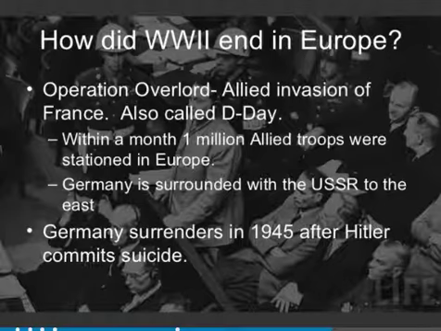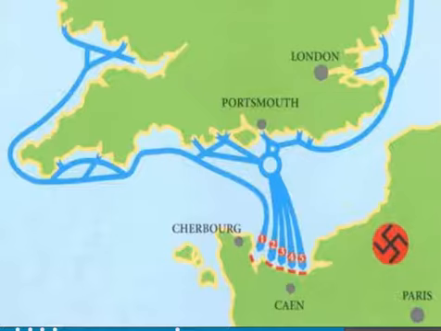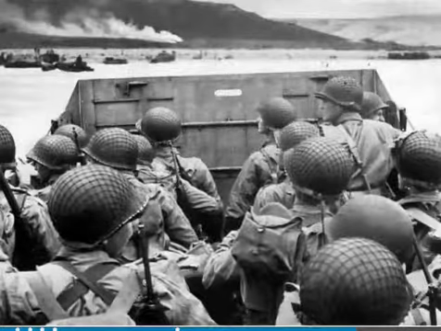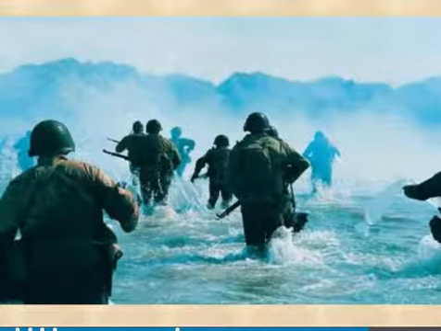How did World War II end in Europe? Probably Operation Overlord, the Allied invasion in France, also called D-Day. Within a month 1 million Allied troops were stationed in Europe. They basically came in at Normandy. Huge battle. Germany is surrounded, with Soviet Russia to the east. Germany surrenders in 1945 after Hitler commits suicide. According to this, I'm not exactly sure what happens. So that's the picture from D-Day.